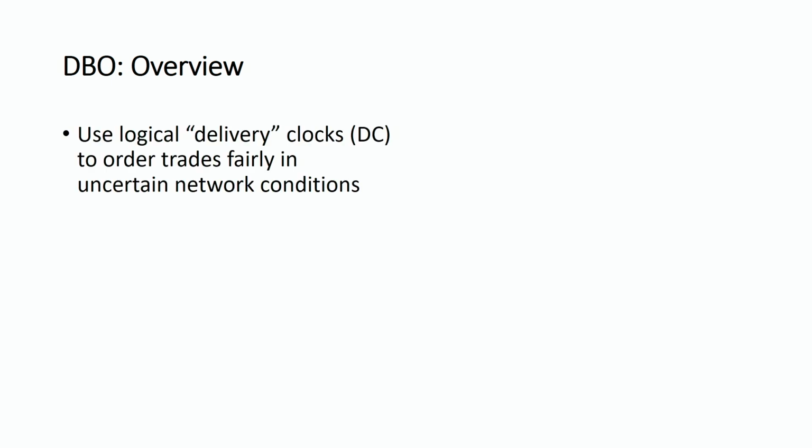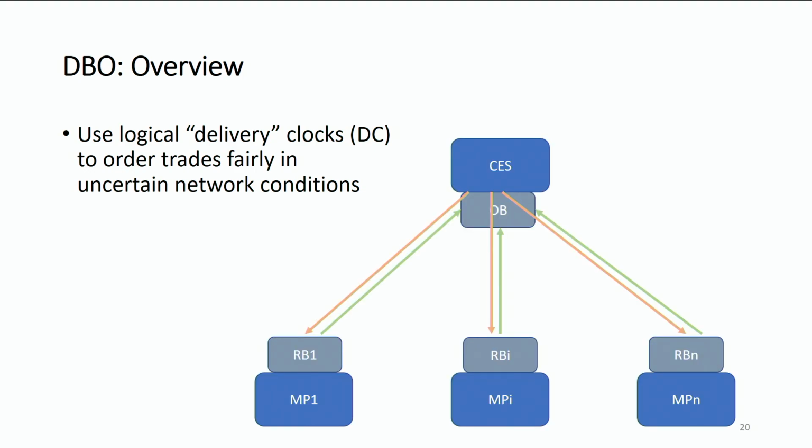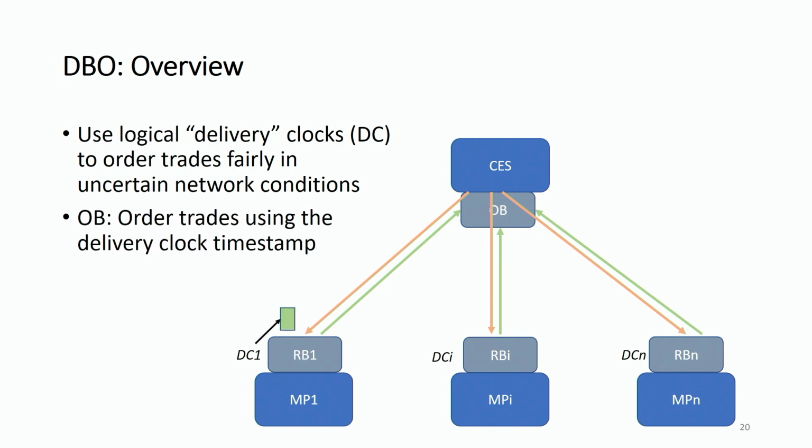I will now give a high-level overview of DBO. Our core approach is inspired by the use of logical clocks in distributed systems to order events in uncertain network environments. DBO introduces a new kind of logical clock called delivery clock to order trades fairly. The overall architecture of the solution is similar to that of CloudX. In DBO, each release buffer maintains a separate delivery clock. The release buffer marks incoming trades with the delivery clock timestamp at their generation time. The trades are then ordered at the ordering buffer based on this delivery clock timestamp instead.